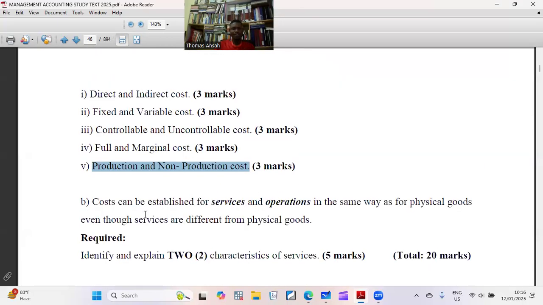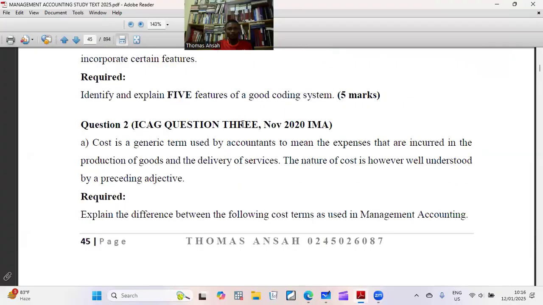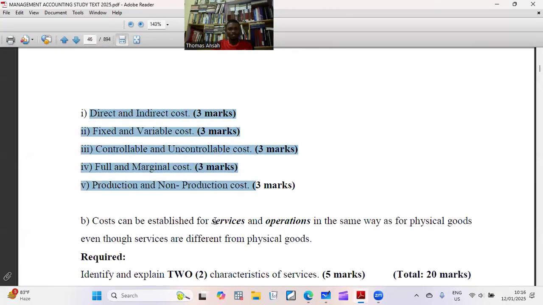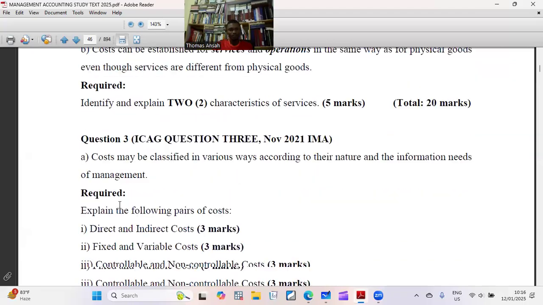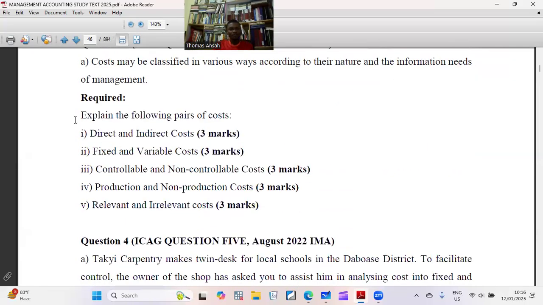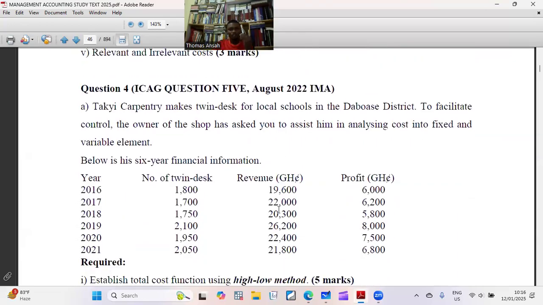You see that characteristics of a service are intangible. You know that. It cannot be touched. It cannot be seen. You know all these things. So imagine you sat in a paper, November 2020, Introduction to Management Accounting, and you were asked to just do this and also do this for 20 marks. Easy. Level 1. The same thing, repeated. Past questions, repeated. November. IMA.